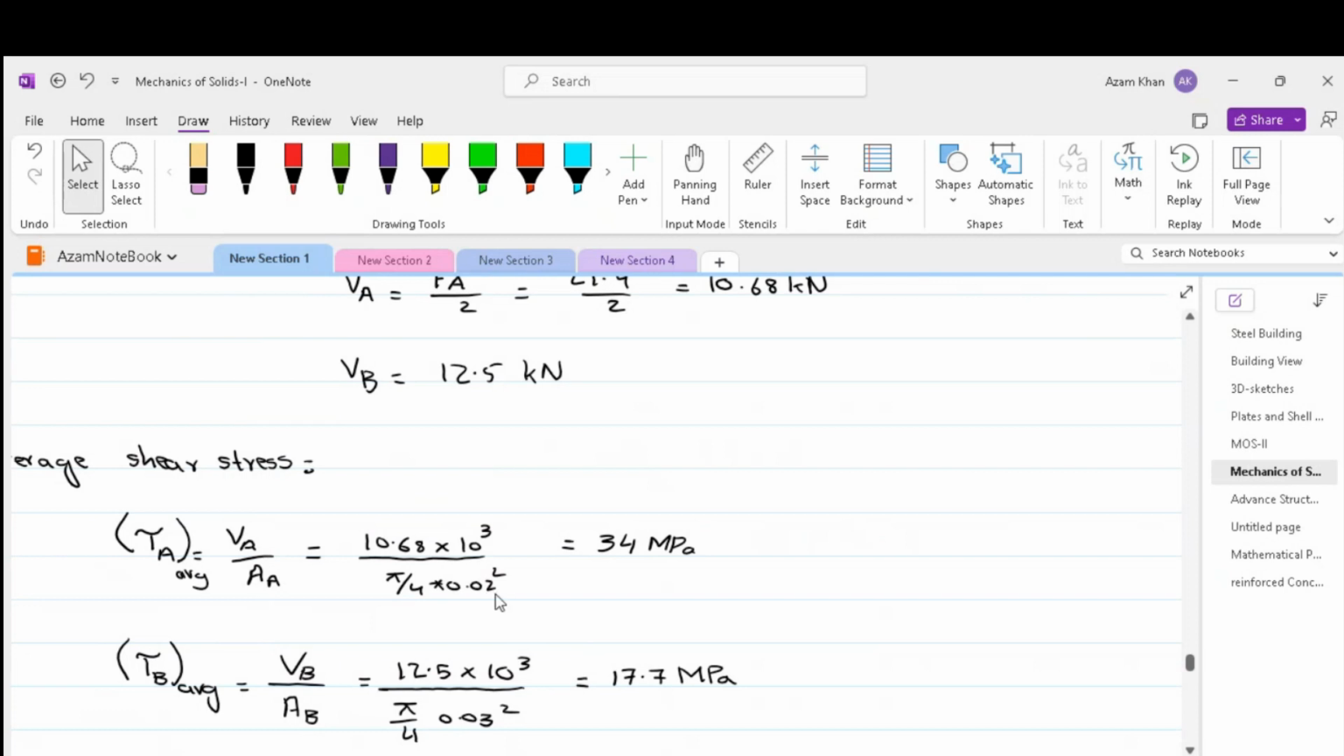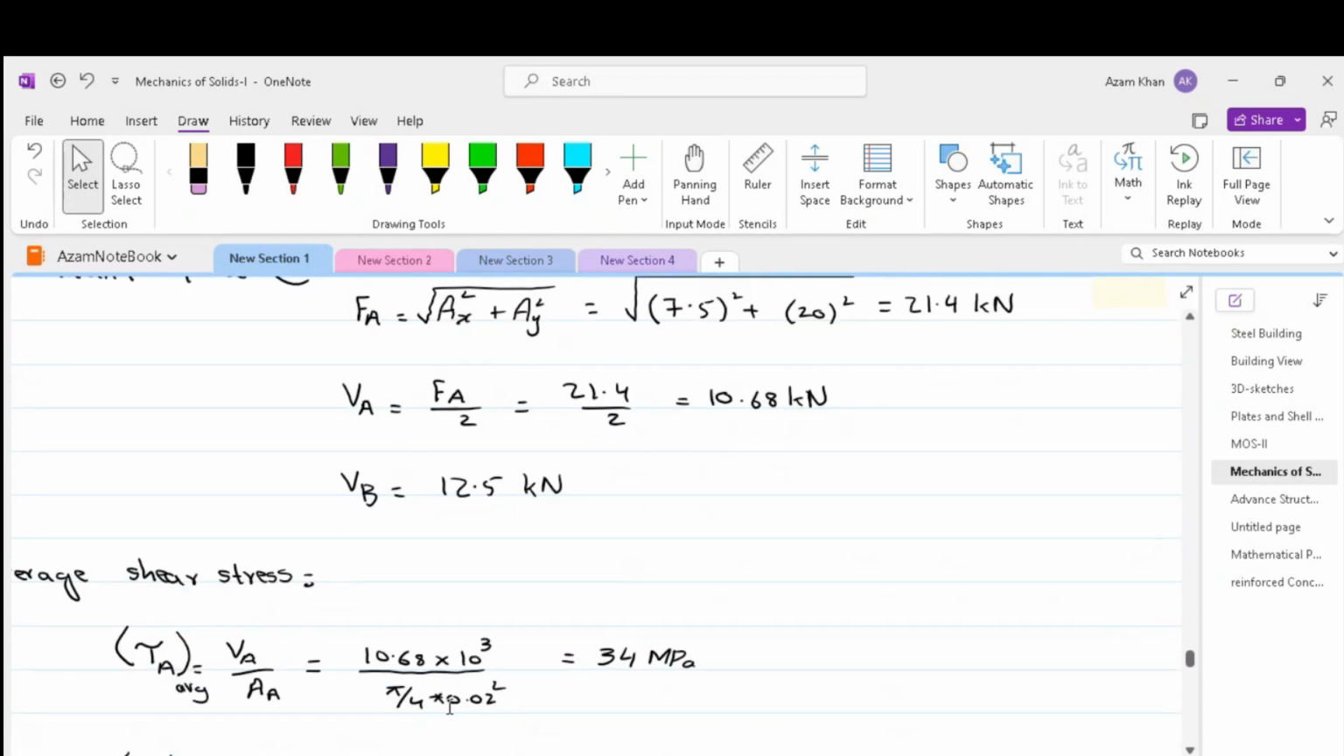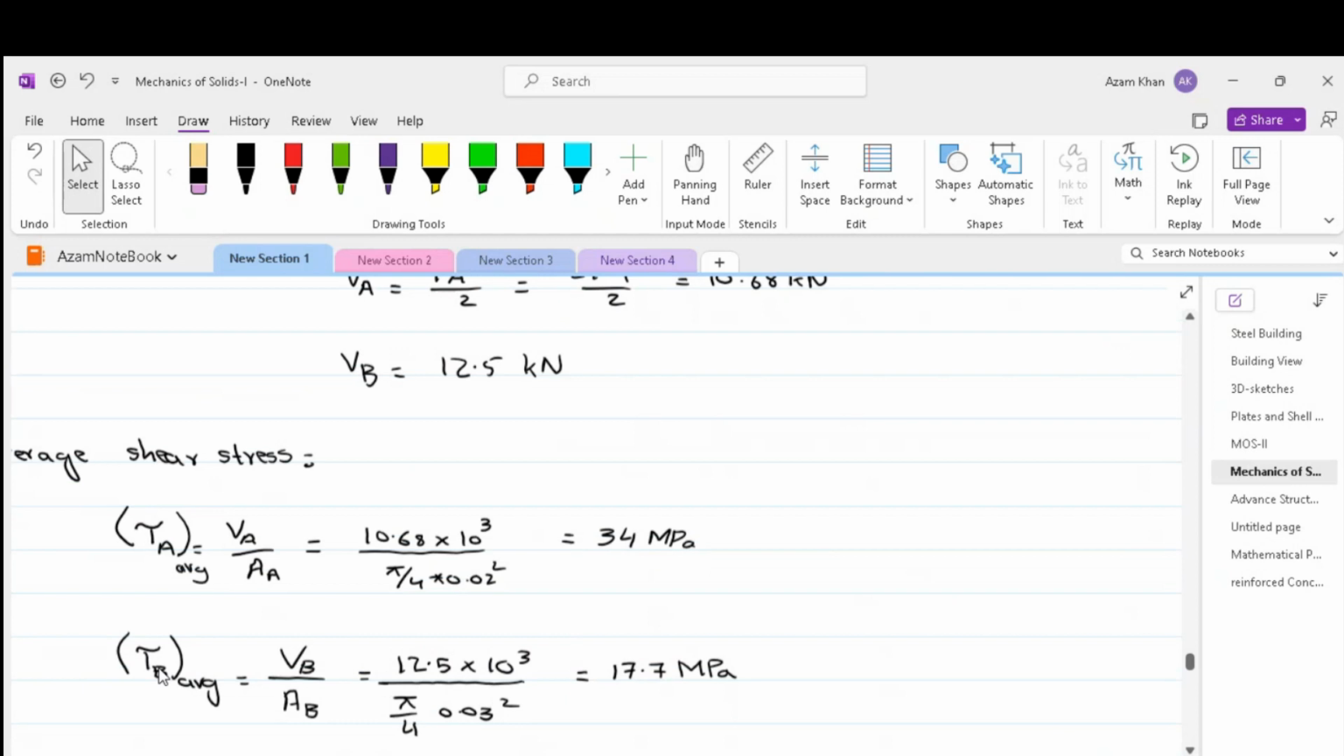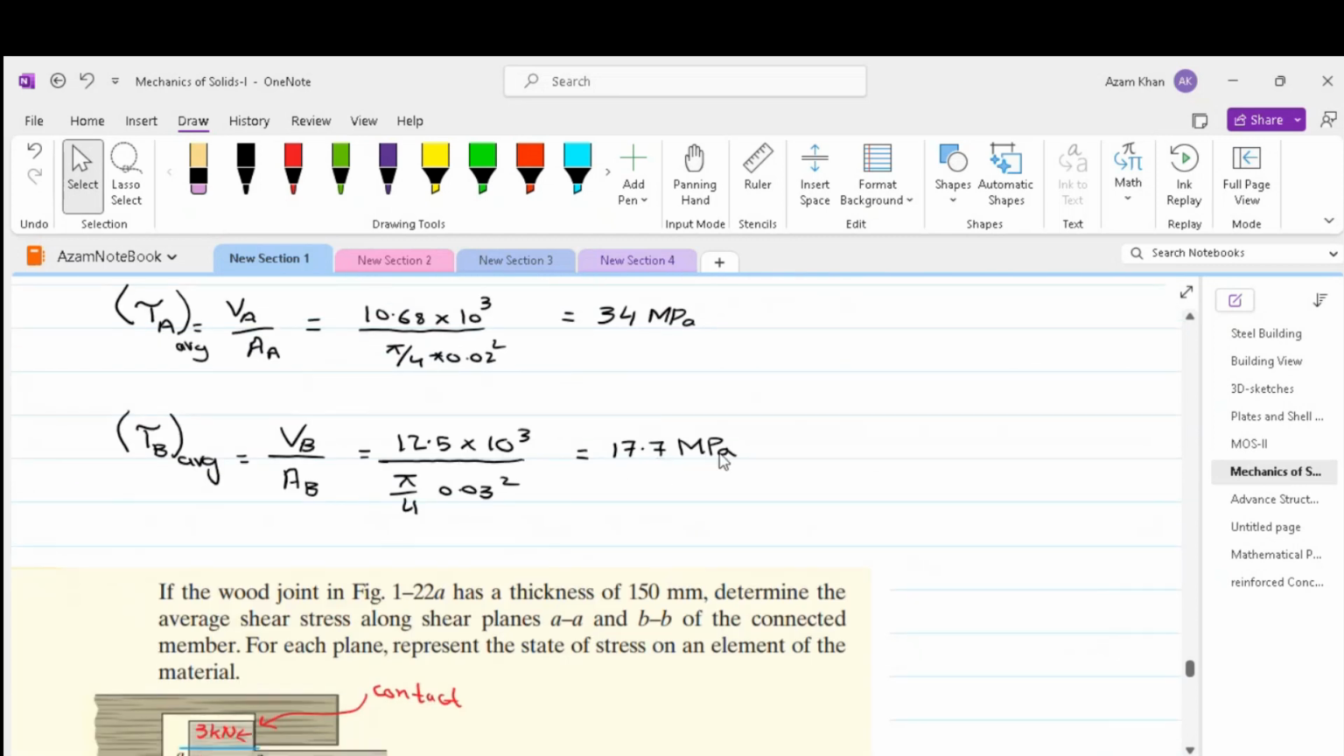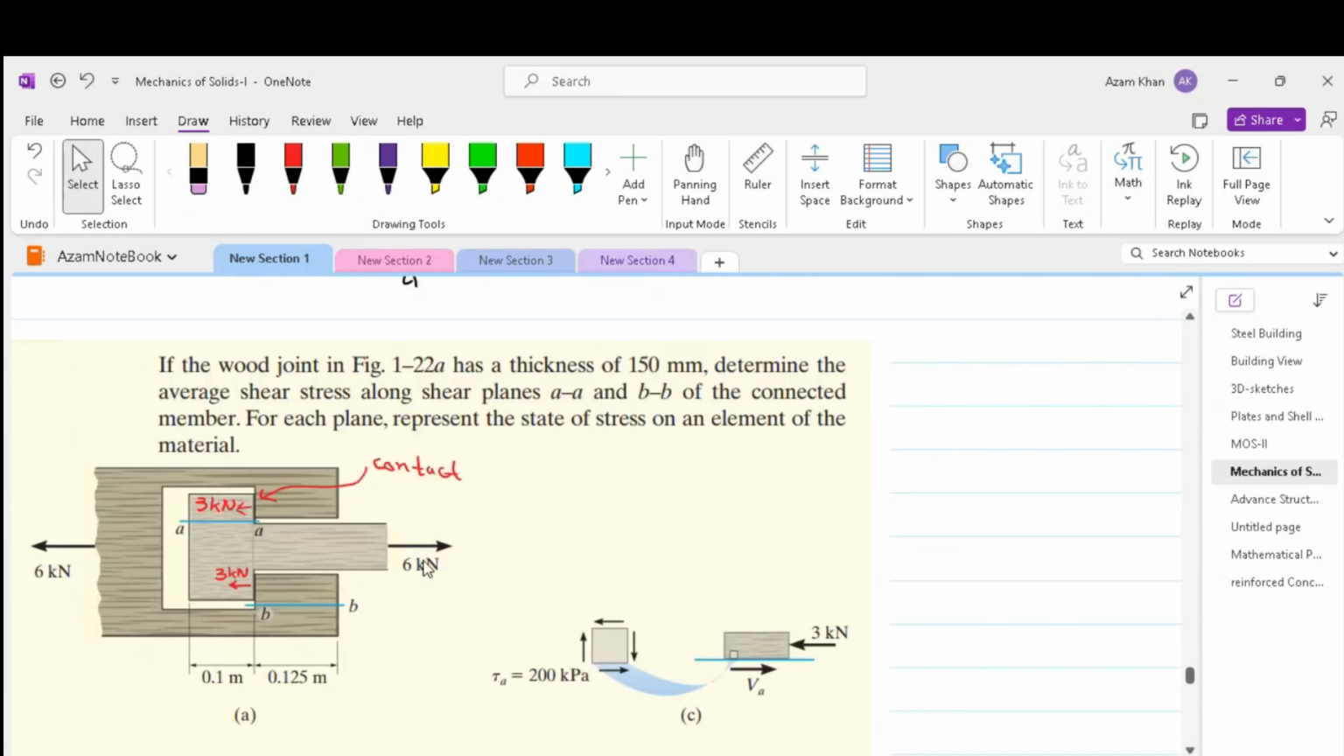So at A, it's a 20 millimeter pin, and at B, it's a 30 millimeter pin. Pi d square by 4 will give us the area. So we take this force and divide it by the area and get 34 megapascal at A and 17.7 megapascal at B. There is another example where we have a wooden bracket which is pulled by 6 kilonewton.